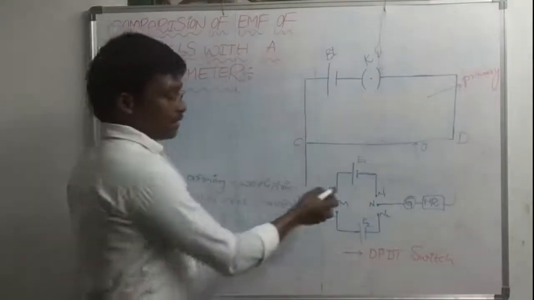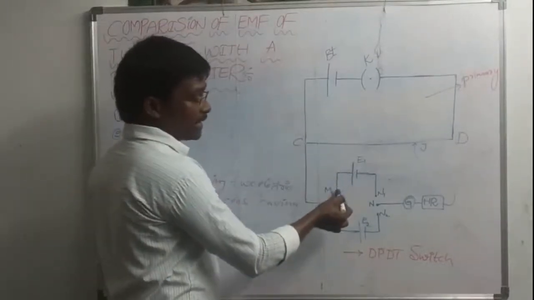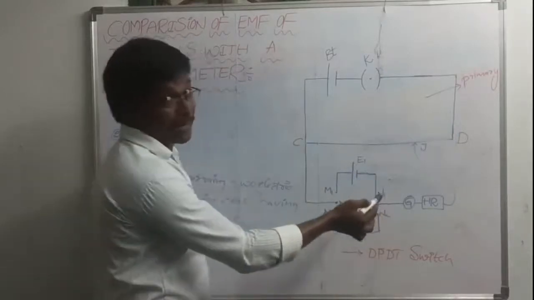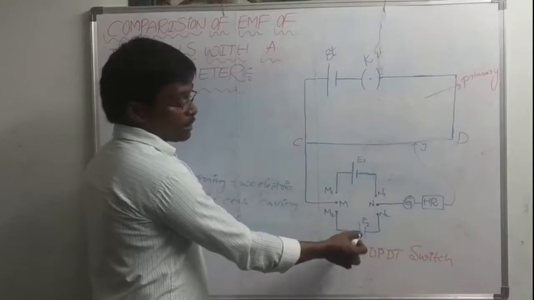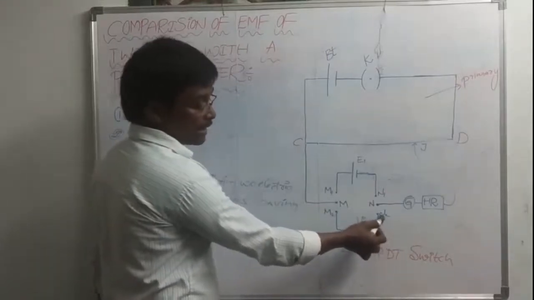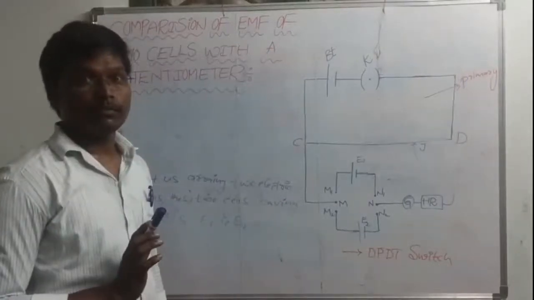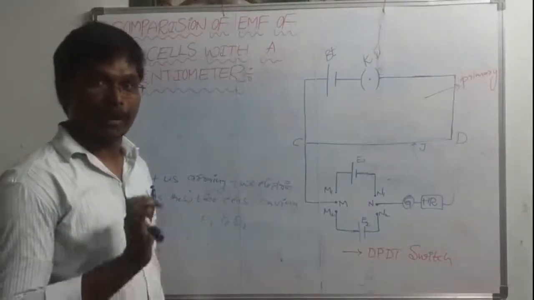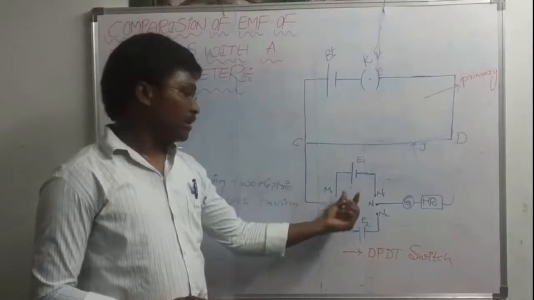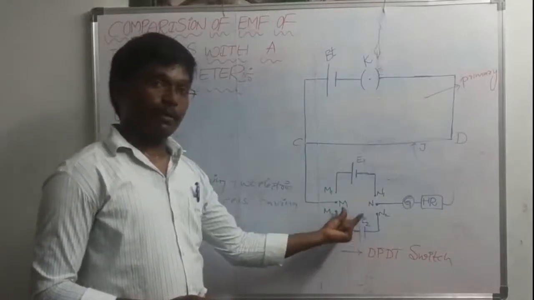Okay, and this positive terminal of the cell is connected to M1. This negative terminal of the cell is connected to N1. This positive terminal of the cell is connected to M2 and this negative terminal of the cell is connected to N2. Okay, finally this cell is connected to the DPDT switch and this cell is also connected to the DPDT switch.